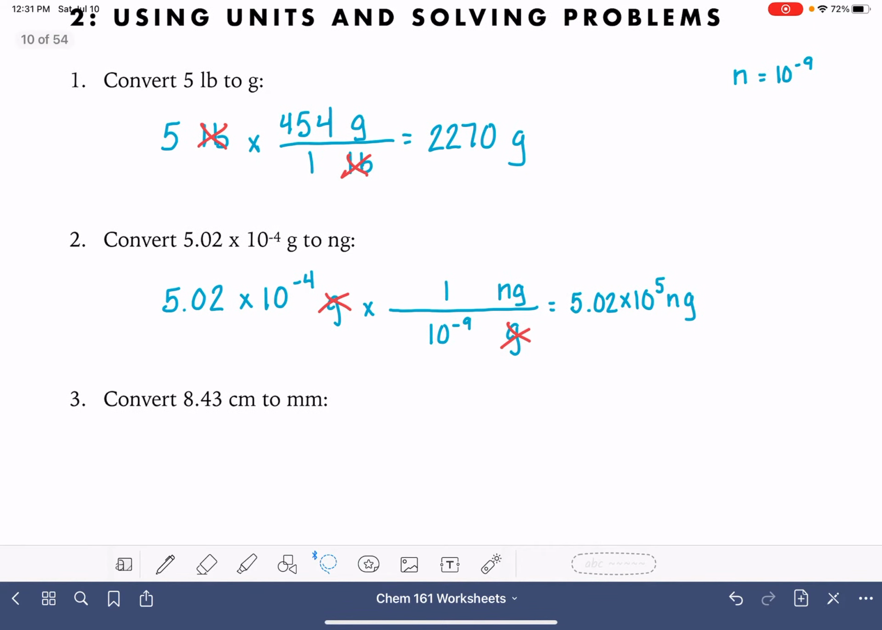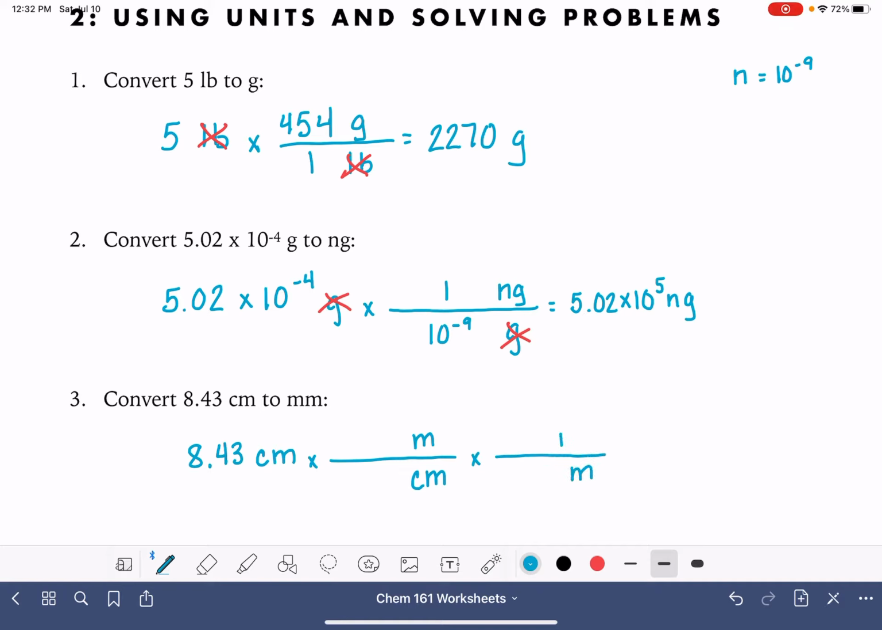So for our next one, we have another metric to metric, and in this problem we are converting from a prefixed unit to another prefixed unit. Unlike the previous problem, where we were converting between a prefixed unit and a non-prefixed unit, this one we're converting between two prefixed units. And unless you're really familiar with the metric system, the easiest way to approach this is to convert from the prefixed unit to the non-prefixed unit, and then convert from the non-prefixed unit into the new prefixed unit. So this would be our strategy.